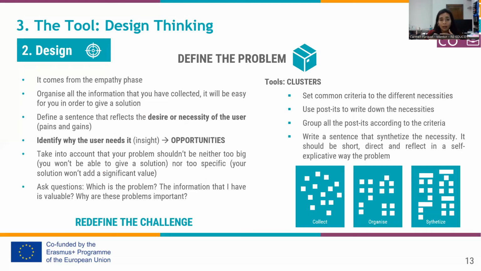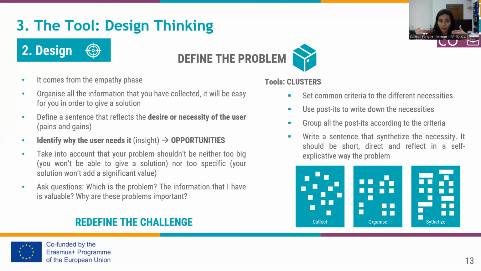This phase comes from the empathy phase. That implies that we are going to organize all the information that I have. And all this information organized will help me to better understand or to give a solution to all these necessities. So we are going to define a sentence that is going to clearly reflect the desire, the necessity of the user. We are going to see the pains and gains, that is the positive and the negative points, and to identify what my user is going to need.